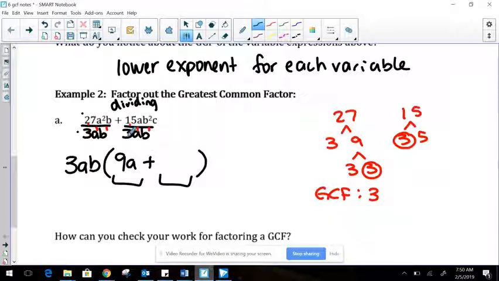15 divided by 3 would be 5. And then a to the first divided by a to the first, those cancel. B squared over b to the first, I subtract. So 2 minus 1 just gives me a b. And I have a c on top, but no c's on the bottom, so it just stays c. Okay, so then I'm done. I factored out my greatest common factor, and this is the most simplified version we can have left in our parentheses.